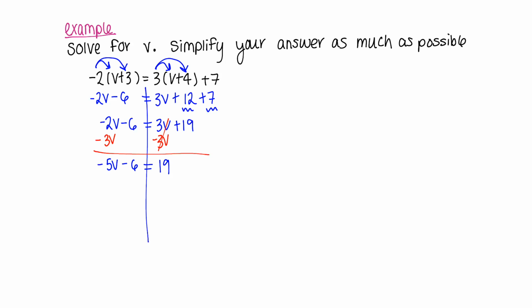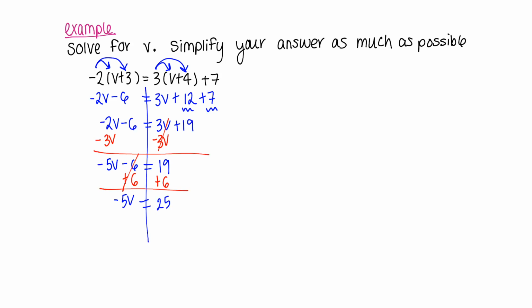All right, so negative 5v minus 6 equals 19. I'm now going to get the v completely by itself by adding 6 to both sides. So now I have negative 5v, and the 6 is canceled, by the way. 19 plus 6 is going to give me 25.